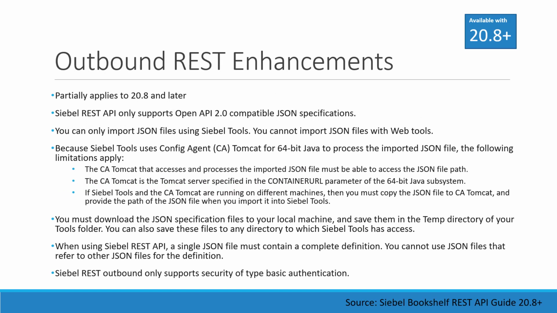The Outbound REST API has received some significant enhancements in 20.8, as it is now fully compatible with OpenAPI 2.0. The import is still through Siebel Tools, but is now facilitated by the config agent Tomcat, the CA Tomcat, residing on the SES application container. And these OpenAPI 2.0 compatible JSON files are imported through the combination of Siebel Tools and the config agent Tomcat and produce the proxy business service and proxy integration objects.